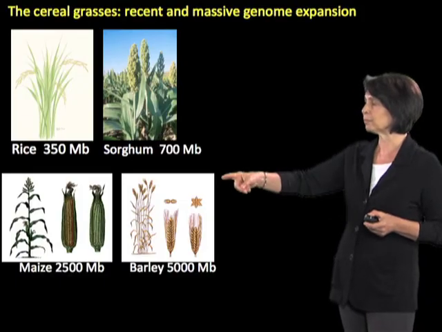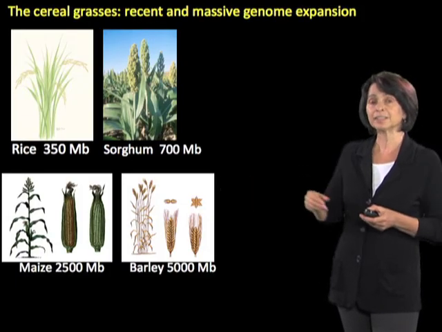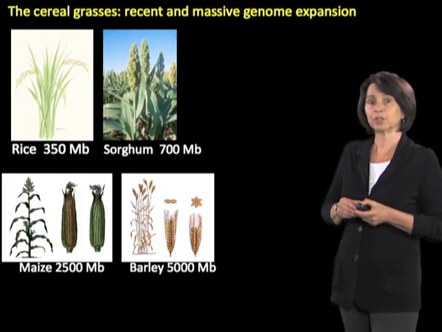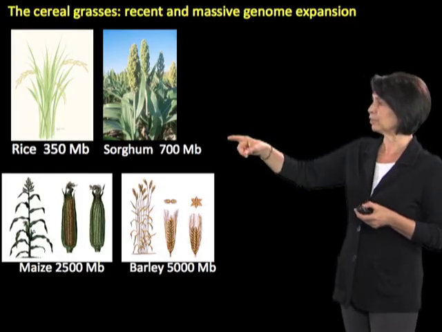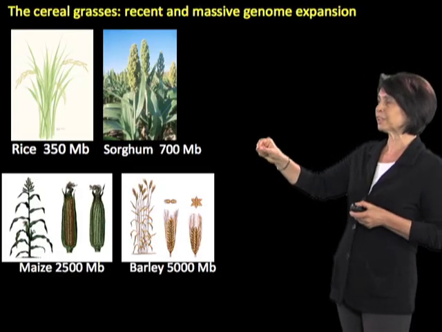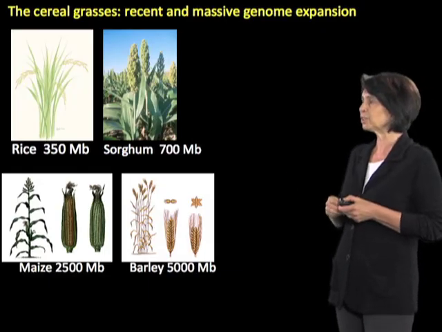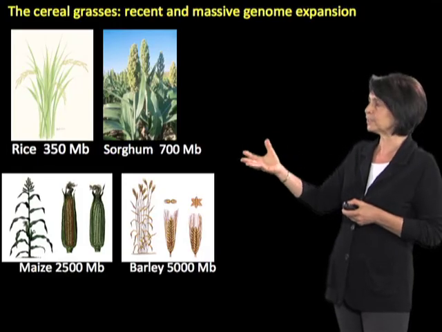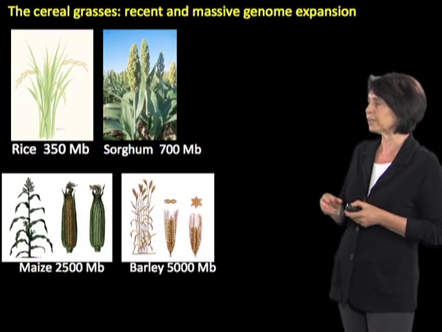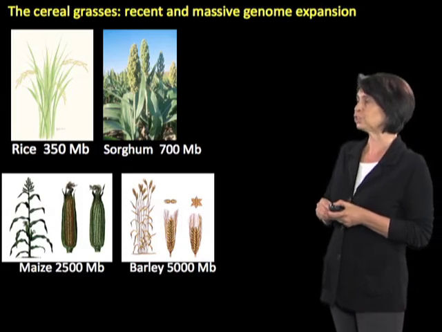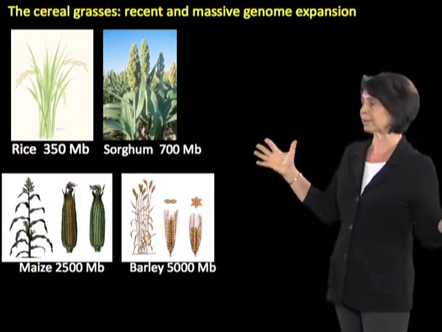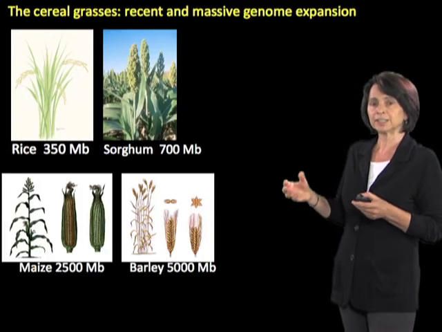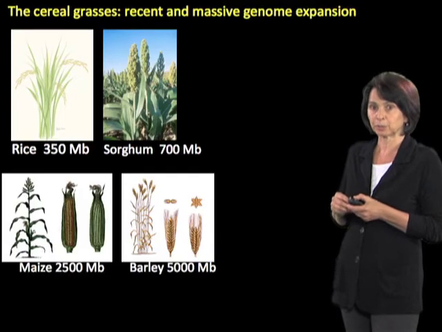What you see here, we've talked about maize a lot. The maize genome size is 2,500 megabases. That's about the same size as a human genome. However, what you see is that in very relatively closely related organisms, the rice genome is almost 10 times smaller, 350 megabases. Sorghum is twice the size of that, 700 megabases. Barley is 5,000 megabases. These genomes have gone through a remarkable explosion, and what's responsible for that largely is the increase in genome size due to transposable elements.